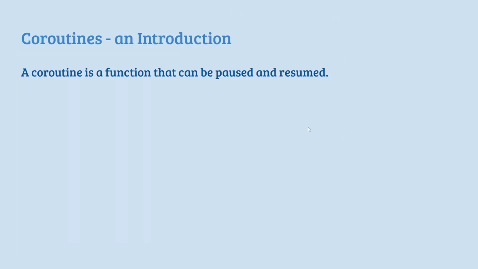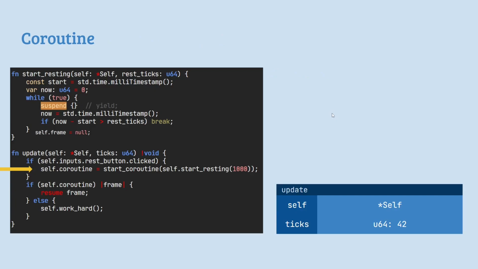So now let's go to coroutines. So a coroutine is a function that can be paused and resumed. So again, let's take an example. So here, let's say we are within some kind of application or game, and when the rest button, whichever button that is, is clicked, we'll start a coroutine that says start resting for 1000 ticks. This start coroutine we'll go into later, but let's assume that there is such a function in the language or in your engine that can start a coroutine.